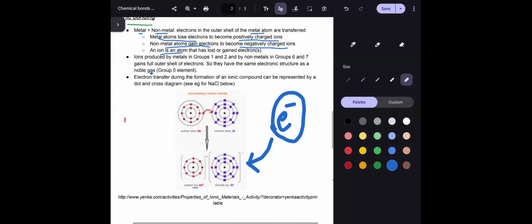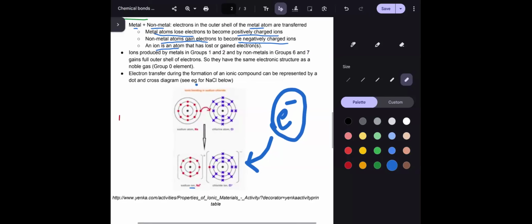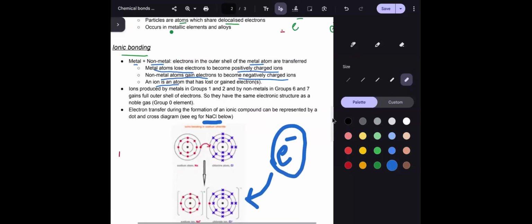Then it says electron transfer during the formation of an ionic compound can be represented by a dot and cross diagram, and that is what this is below. This is a dot and cross diagram of ionic bonding between sodium chloride, which is an ionic compound, right? Any questions?